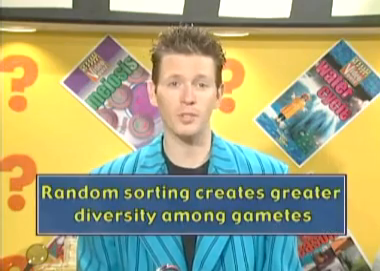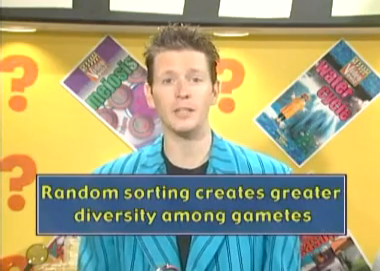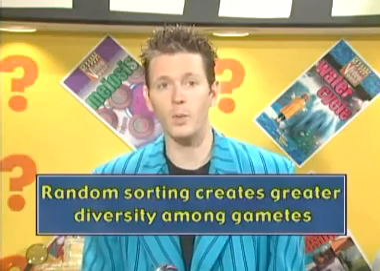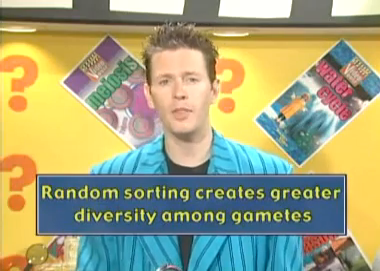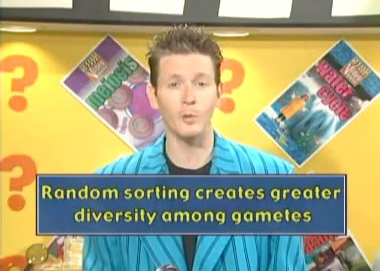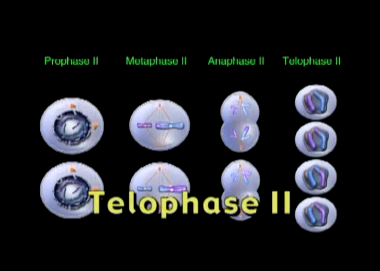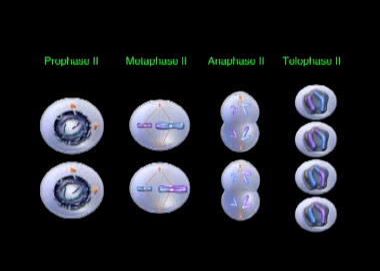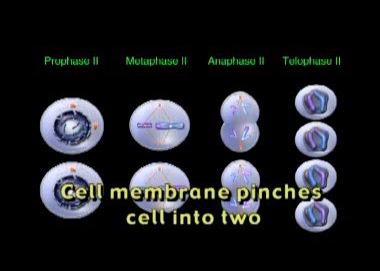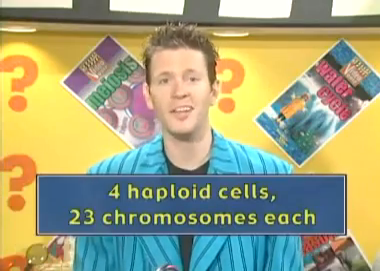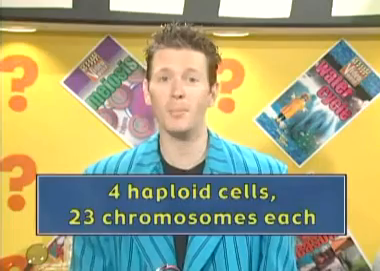Remember how 1 chromosome from each pair is from the mother and 1 from the father? Well, now the paired chromosomes are split up and sorted randomly to opposite poles. Since only 1 chromosome of each pair ends up at each pole, the diversity becomes much greater between the newly formed gametes. In the last stage, telophase 2, nuclear membranes form around the 2 new sets of daughter chromosomes. The cytoplasm and organelles divide, and the cell membrane pinches the cell in half once again. And there you have it, 4 daughter cells, each with half the chromosome number.